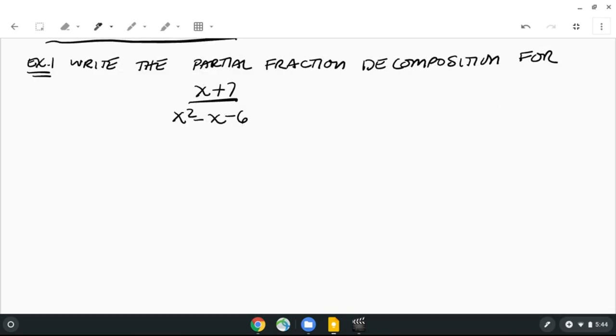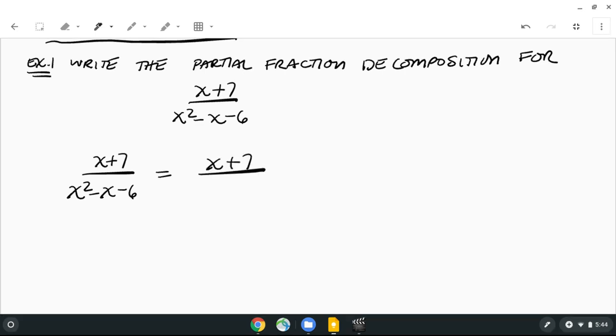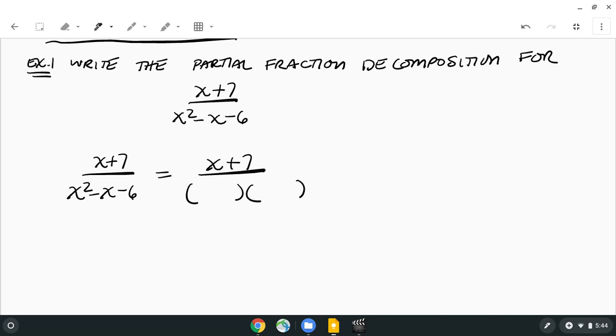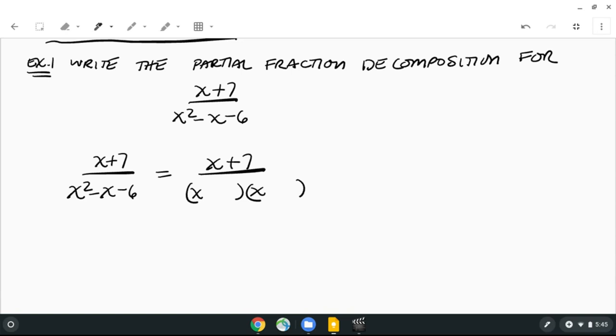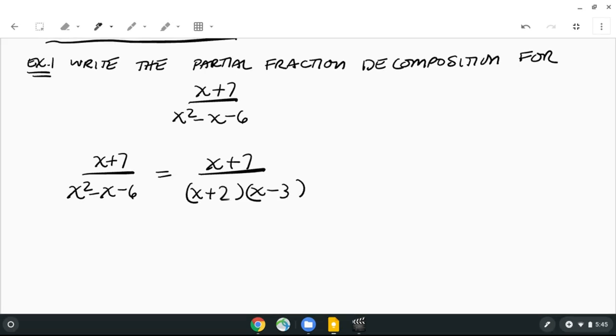All right, so I'm going to bring it down here. The first thing I need to do is factor out that denominator. We'll leave that numerator alone, and let's go ahead and factor out that denominator. It's going to be x times x to make x squared. We need -6, so the signs will be different. It looks like 3 and 2, and it looks like it will be -3 and +2 to get that -1 in the middle.